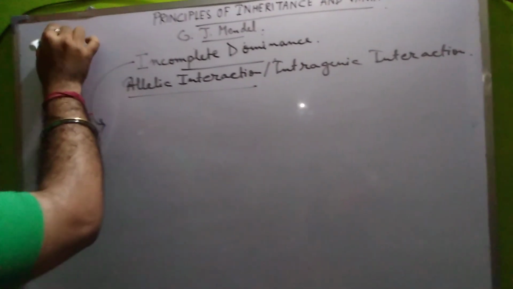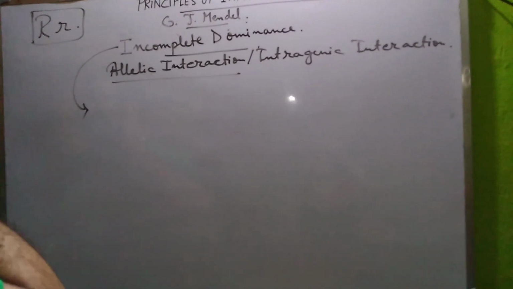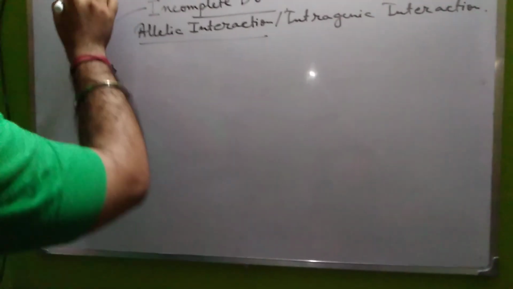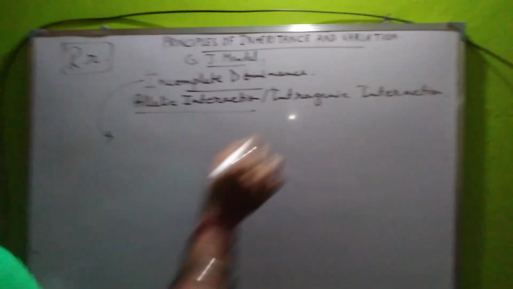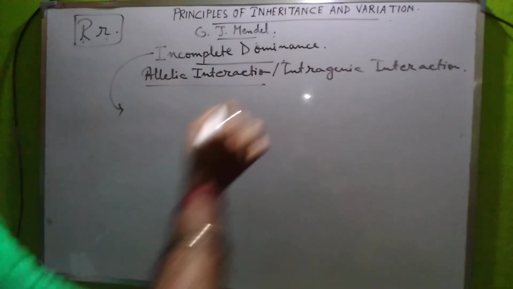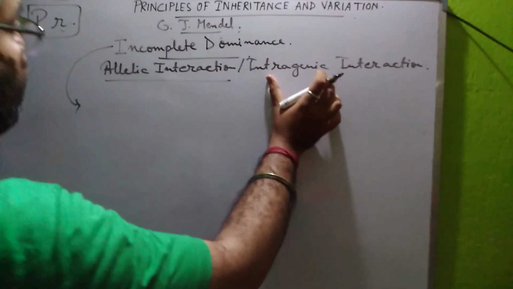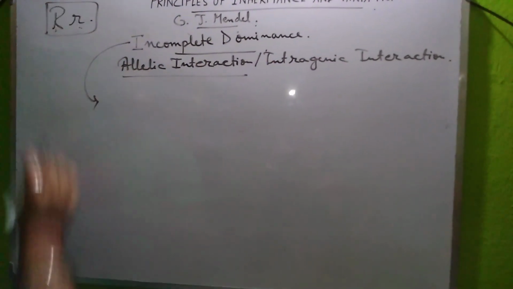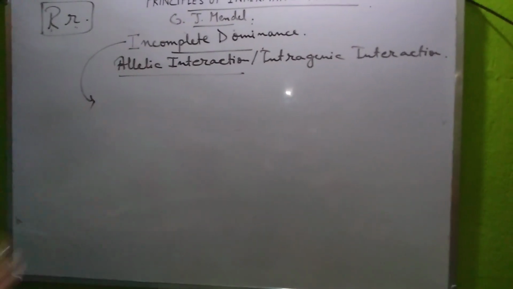Allelic interaction means within a gene. Suppose there is capital R and small r, as I say. Now over here, as you can see, these are the two alleles. They will be interacting among themselves within a single gene. That is what we call allelic interaction, or intragenic, meaning within a gene, when two alleles are interacting with each other. That is known as the intragenic interaction.